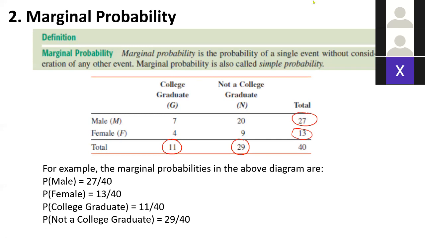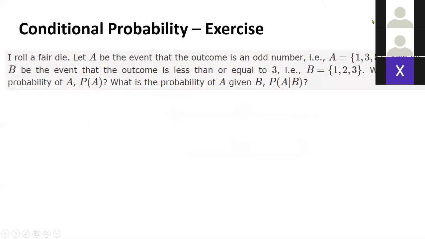If you do not have any questions, let's do a quick quiz. Conditional probability exercise. If I roll a fair die, let A be the event that the outcome is an odd number. That is, A is an event that contains 3 elements: 1, 3, 5. Also, let B be the event that the outcome is less than or equal to 3. That is, event B is defined as a set that contains 1, 2, 3.